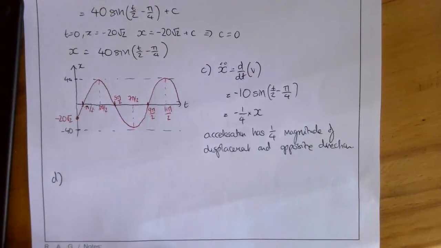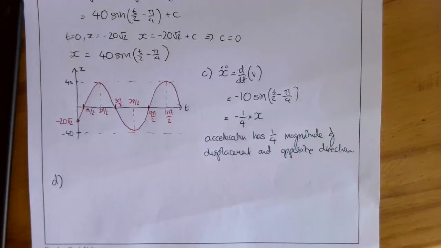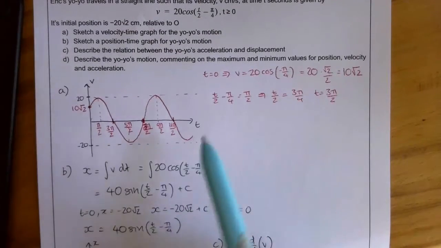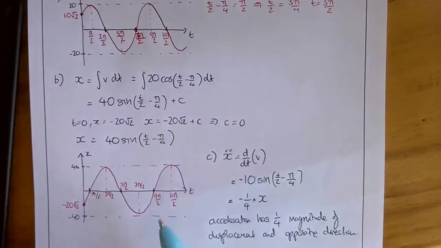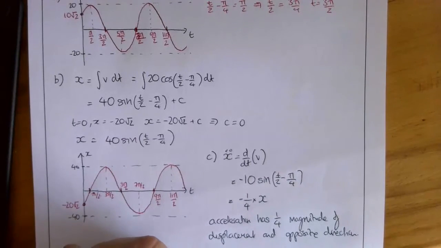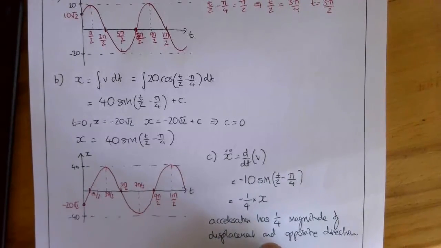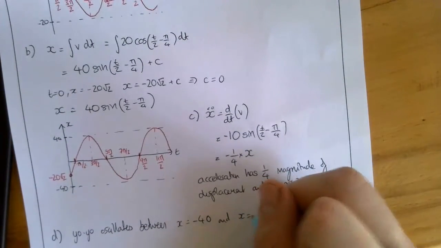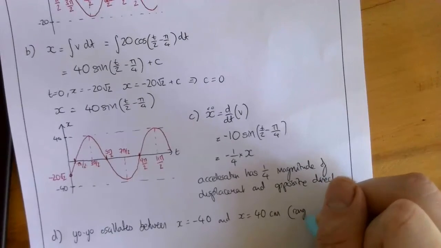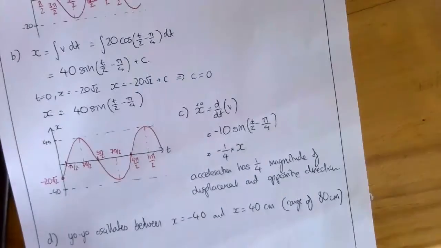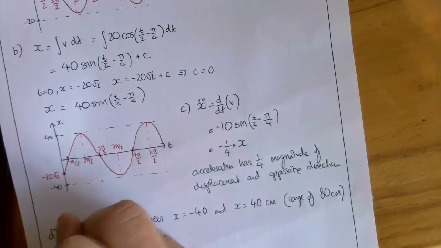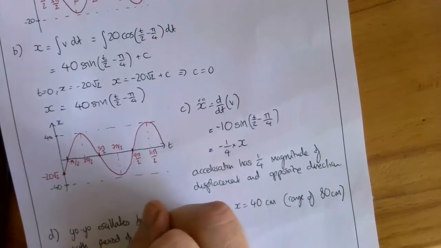Then part D asks us to use all this information we've garnered about this yo-yo to describe its motion, commenting on the maximum and minimum values of position, velocity and acceleration. So in terms of the position, first of all, it's oscillating between -40 centimeters and 40 centimeters. The yo-yo oscillates, as yo-yos do, between x equals -40 and x equals 40 centimeters. So it has a range of 80 centimeters, which sounds reasonable to me. And it has a period of 4π seconds.